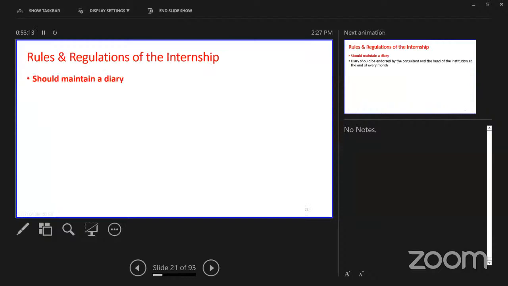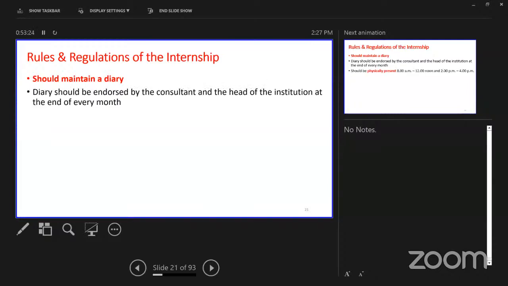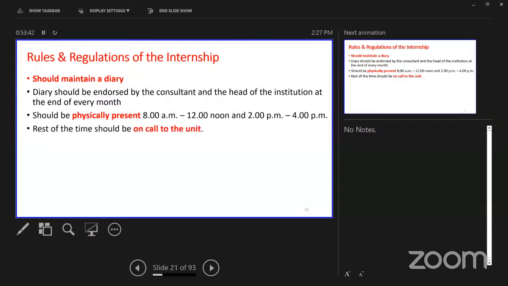Right. So, a few other regulations: you should maintain a diary. I will discuss its importance when it comes to disciplinary matters. The diary should be endorsed by the consultant at the head of the institution at the end of every month. You should be physically present between 8 to 12 and 2 to 4, and the rest of the time, you should be on call to the unit. Whenever a telephone call is given, you should go to your ward to do your duties.